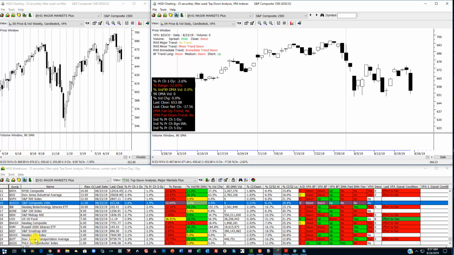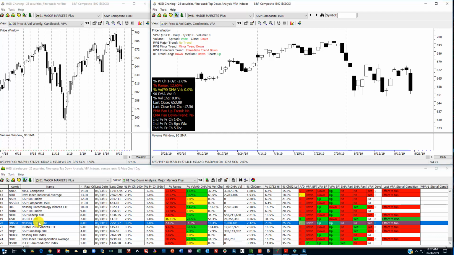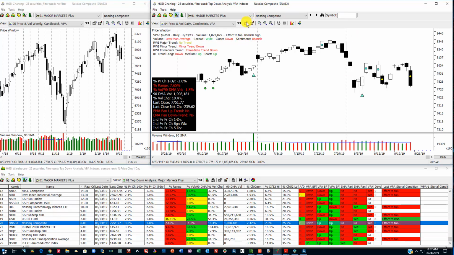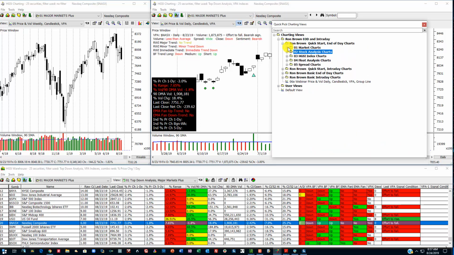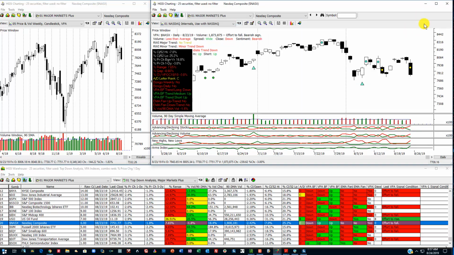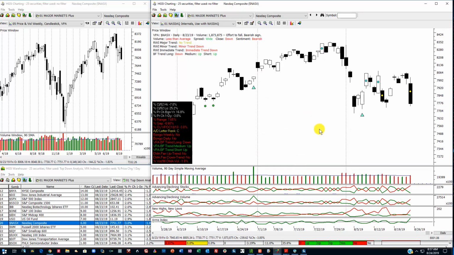Okay, so I have to locate my NASDAQ again. And here's the NASDAQ. I'm going to go to my market charts. And this is my base chart for the NASDAQ. See if I can make it a little bit larger here so we can see it better. And this contains a lot of information. Now I need to zoom out.